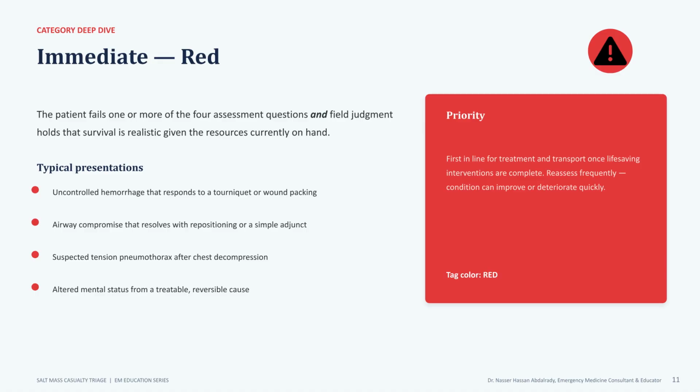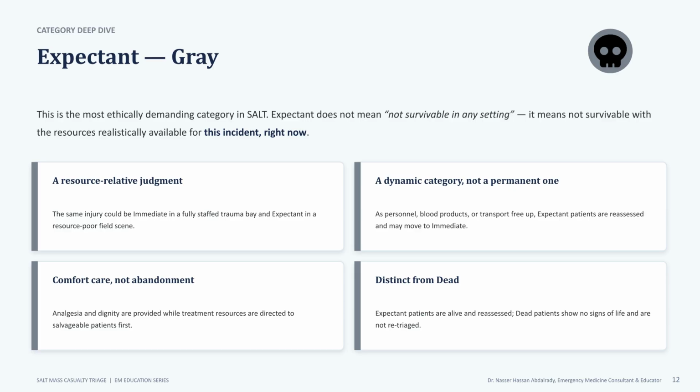Immediate or RED patients fail assessment questions but are salvageable with available resources. They require urgent intervention and frequent reassessment, as their condition may change rapidly. The expectant category is dynamic. It identifies patients who are not survivable with current resources. However, they receive comfort care and are reassessed, as the situation may change if more resources become available.